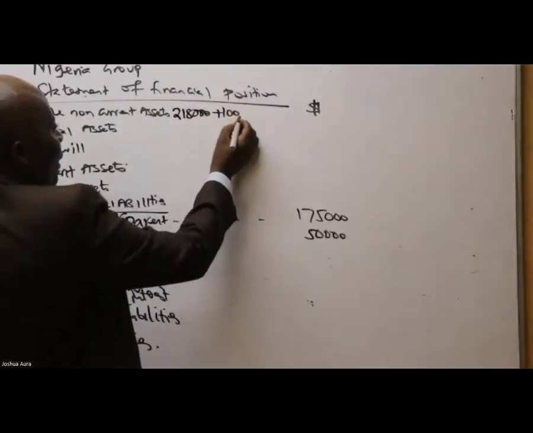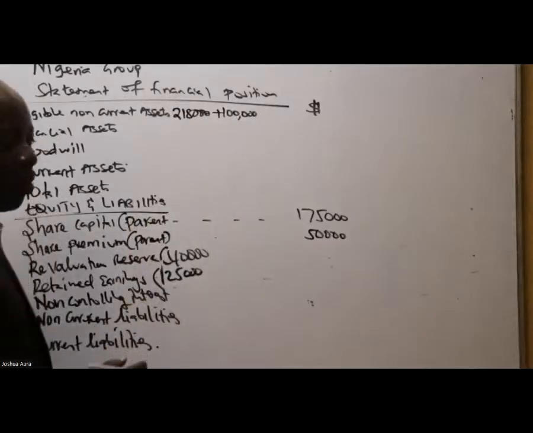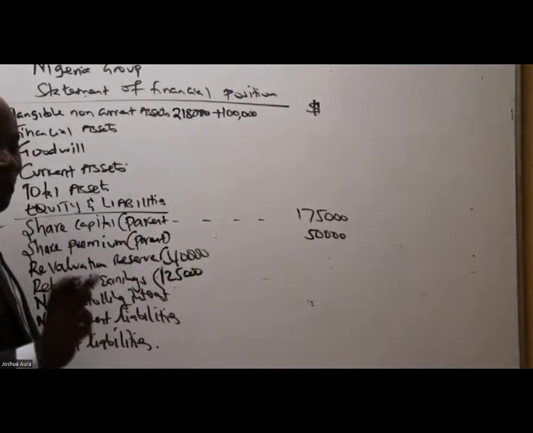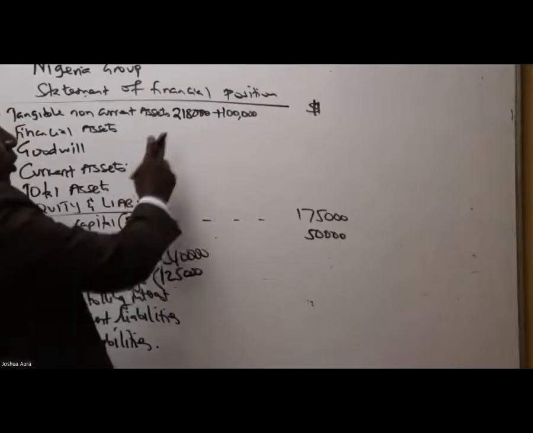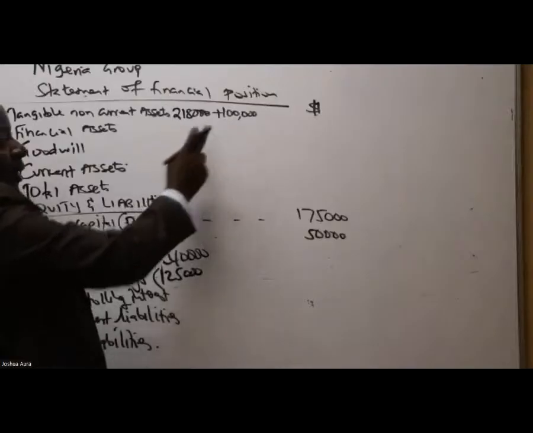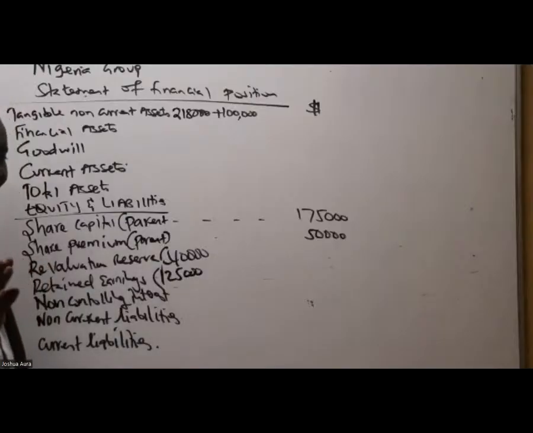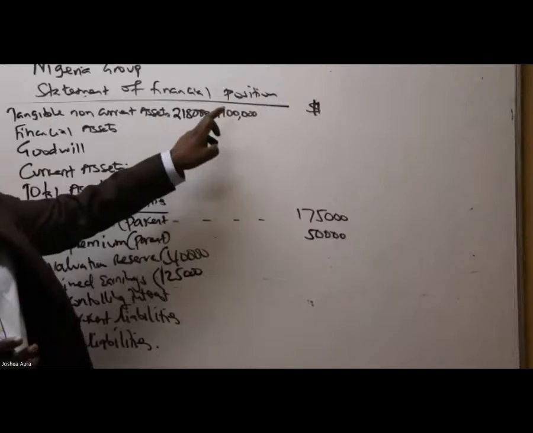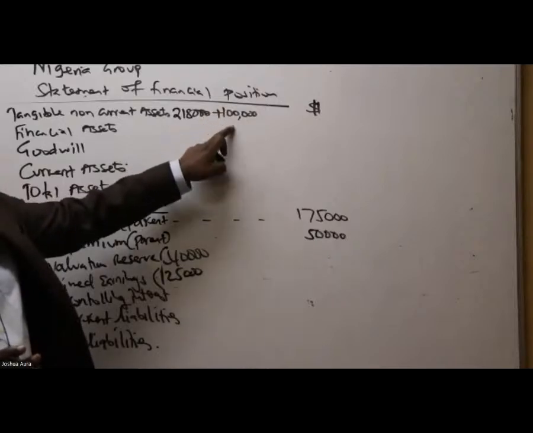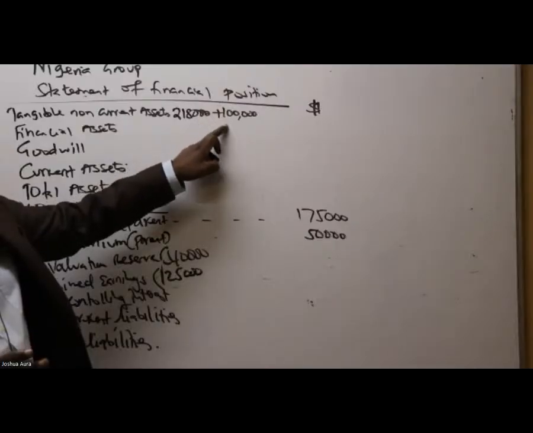But now remember that these currencies are not compatible. You can't do that. Remember, these are dollars and these are DNs. They're not compatible. So meaning that I have to translate this 100,000. We normally translate figures of the subsidiary. You always translate figures of the subsidiary.